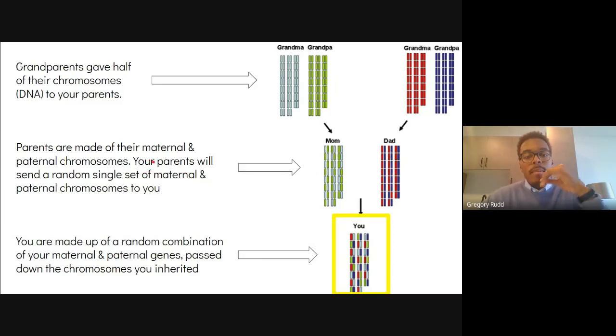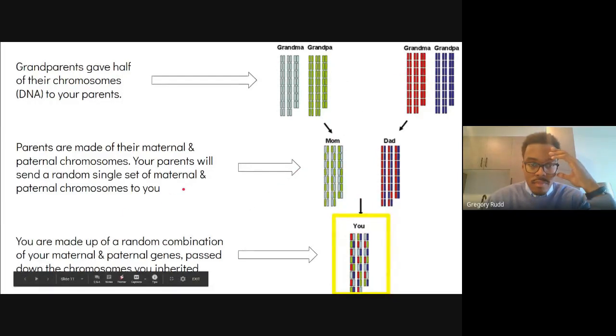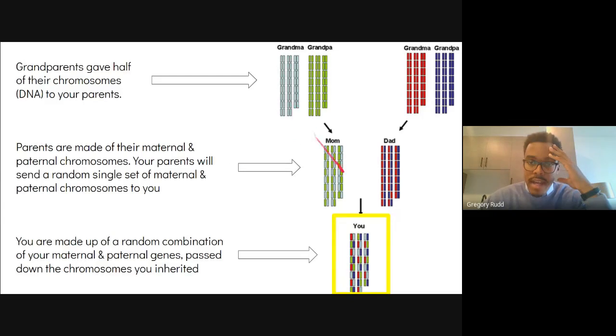So parents are made up of their maternal and paternal chromosomes. Your parents will send a random single set of maternal and paternal chromosomes to you. So now you end up with a little bit of the DNA from your grandparents. And we just keep passing down like this. So each generation has a little bit from many of the previous generations.